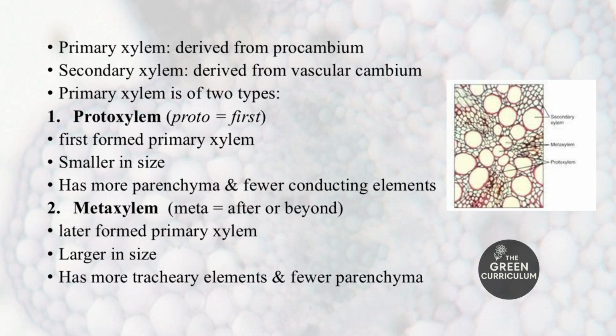Metaxylem, the word meta means after or beyond or later. So it is the later formed primary xylem, and they are larger in size, and the components are made up of more tracheid elements and fewer parenchyma cells. So in this diagram, metaxylem and protoxylem cells are labeled. You can see for yourself.